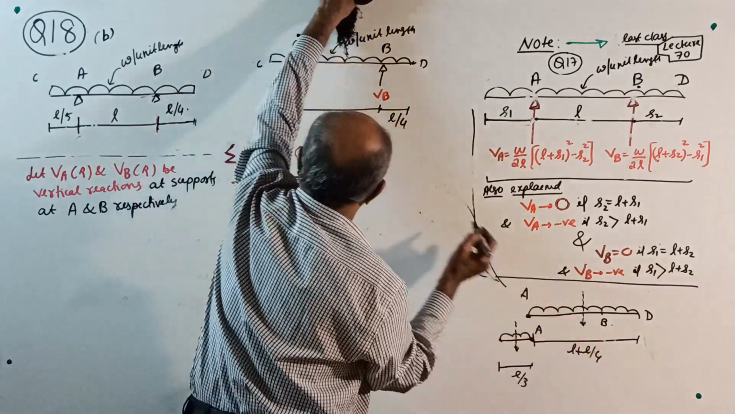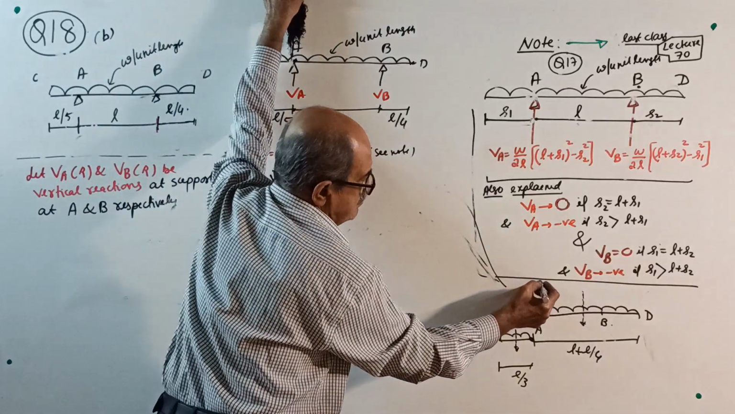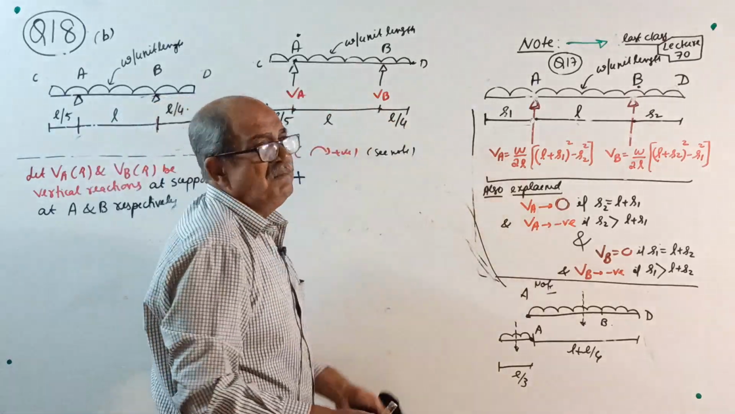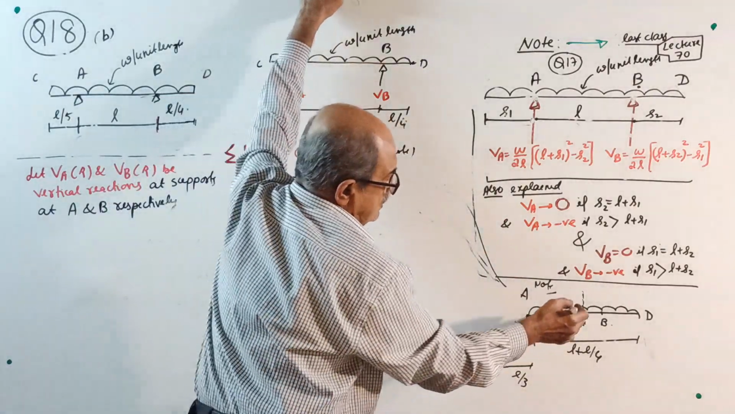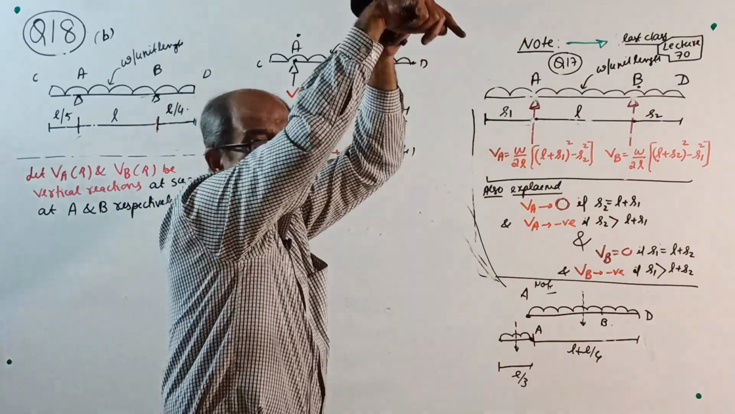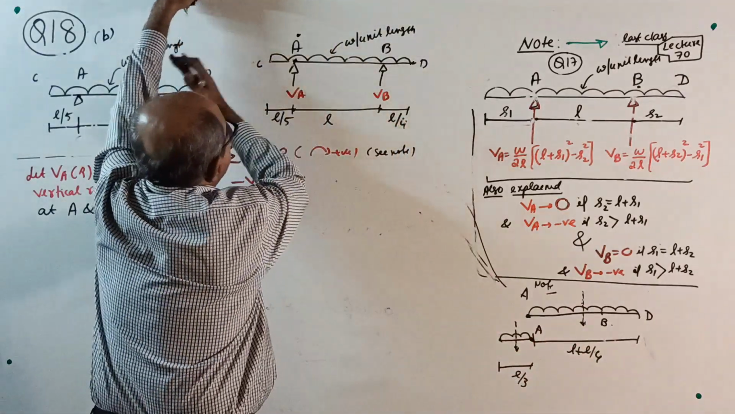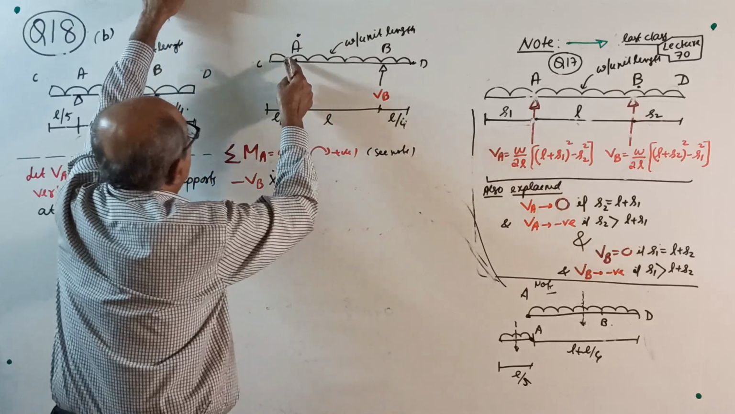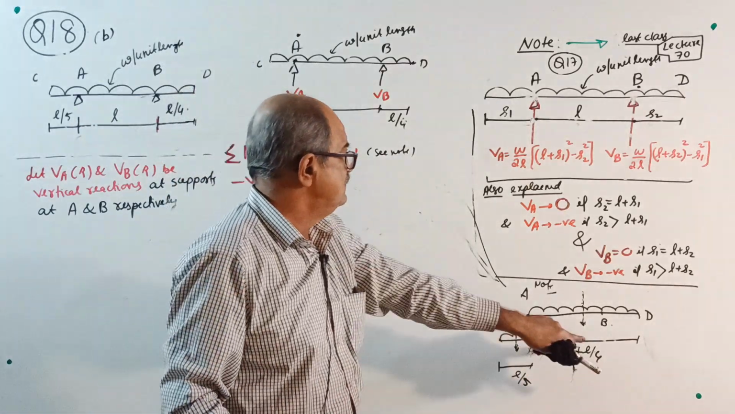Make a note here, this is from here on the right side. Next time the numbers will change. So a total load of W into L plus L by 4 acts at the center, at half of L plus L by 4. And this side length is L by 5, so the total load is W into L by 5, acting at a distance of half of L by 5.